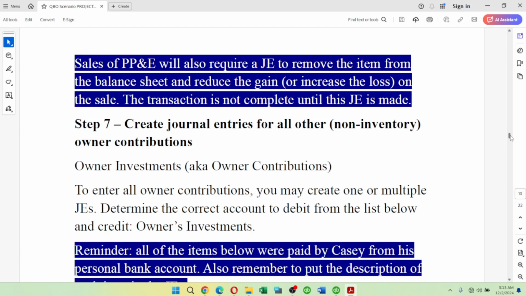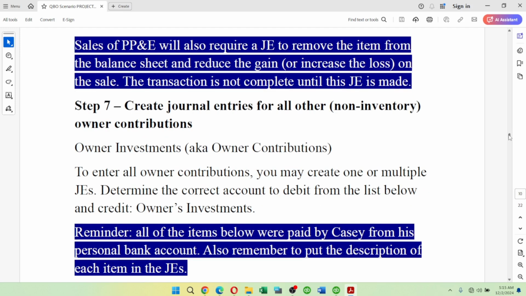And that is why it's also important that before you start any implementation, you should have all these things drafted just the way it is drafted like this first, and put all the necessary notes before you start those implementations. So now we're going to see how to create a general journal and create journal entries for all other non-inventory items the owner contributed into the business.